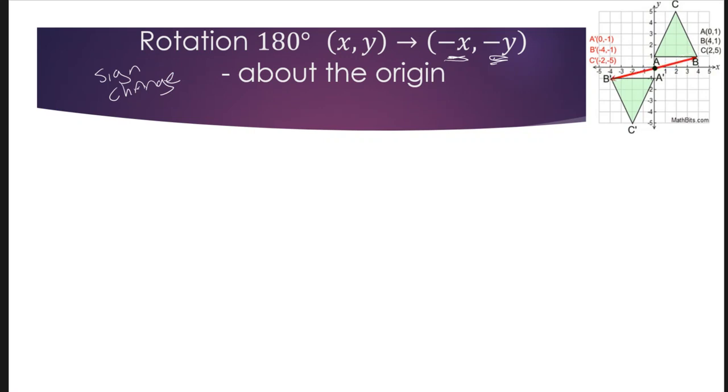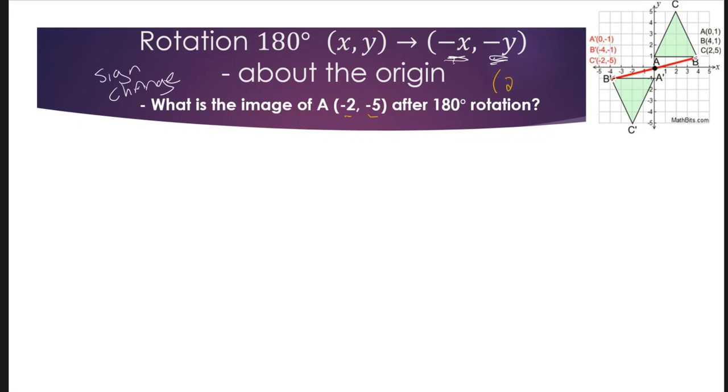A straight angle, basically, or 180 degrees, taking you from B to your new B prime. And here's a quick example before we look at a graph. What is the image of A under 180 degree rotation? So again, here we're just simply changing signs, no switching, nothing like that. So our answer for this one, if we're just having a sign change, is going to be 2, 5. That would be our A prime after 180 degree rotation.